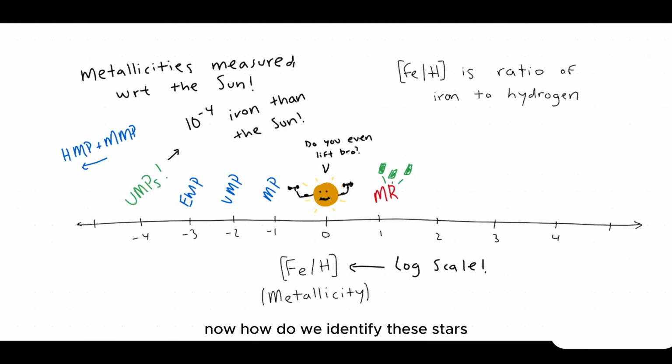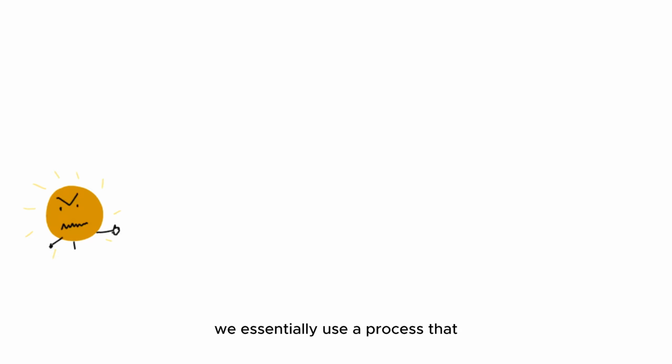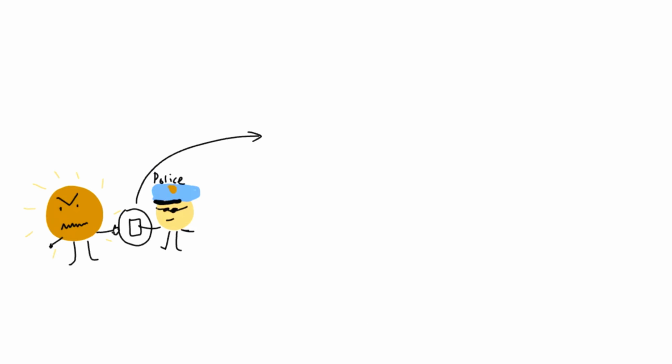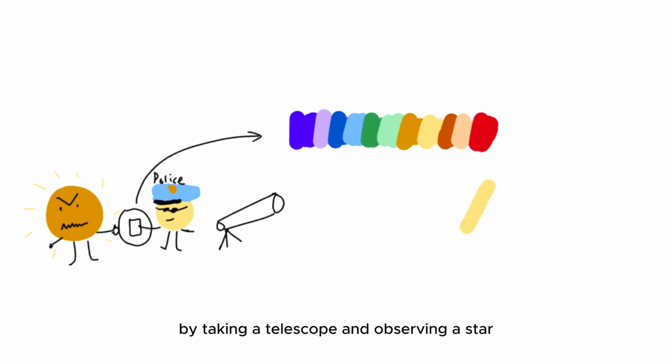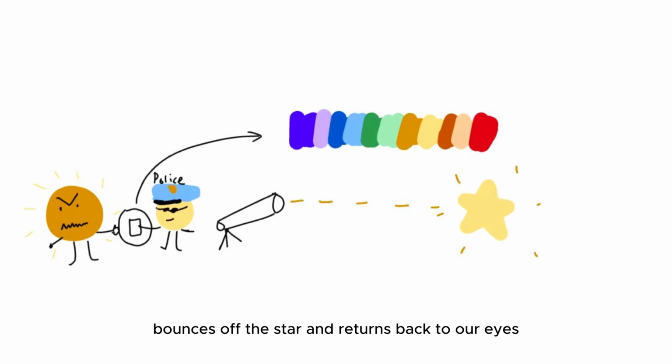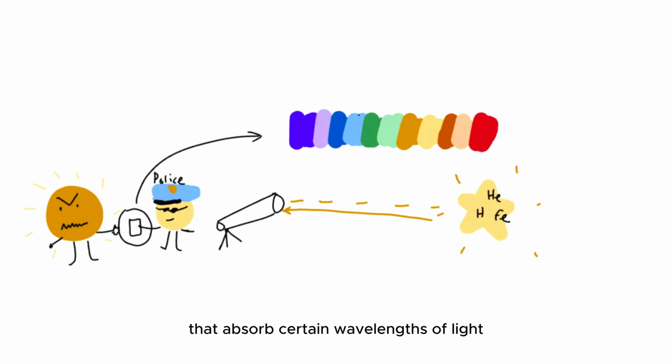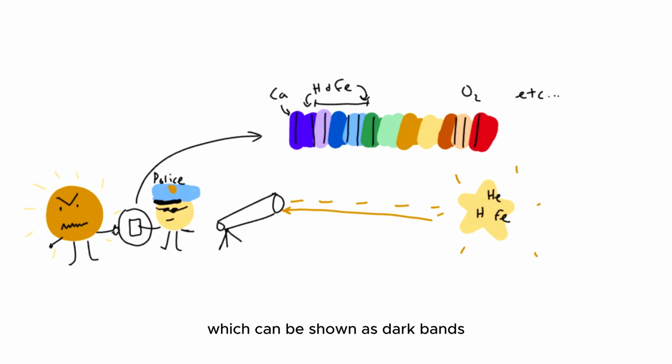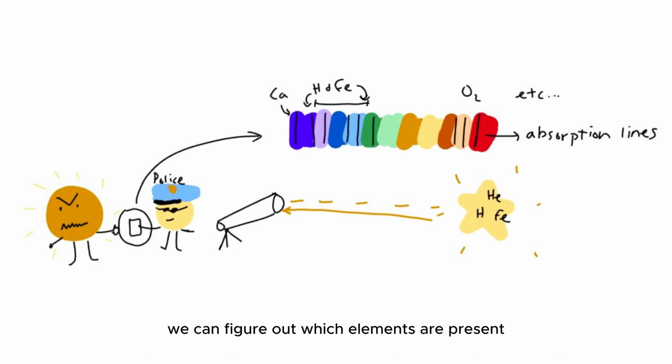Now, how do we identify these stars? We essentially use a process that is pretty similar to fingerprinting a star. Now, what would be on that thumbprint? What we do is called spectroscopy. By taking a telescope and observing a star, the light from the star returns back to our eyes. But this star is made up of elements that absorb certain wavelengths of light depending on what element it is. So when we split starlight into a spectrum and look at it, we see these absorption lines. And using these absorption lines, which can be shown as dark bands on a starlight's spectrum, we can figure out which elements are present and in what amounts.